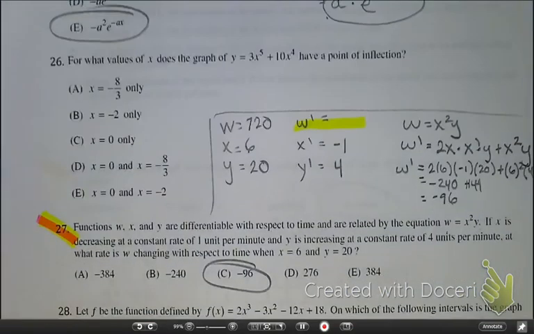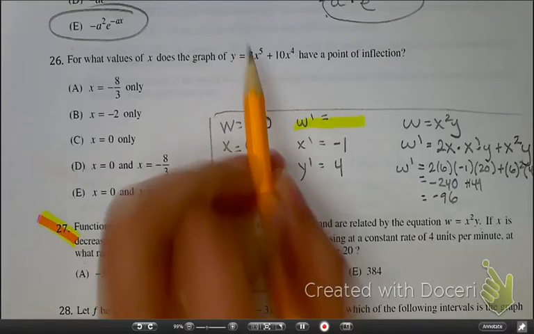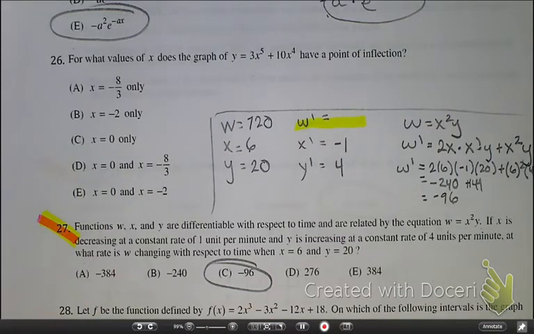26. For what values of x does the graph have a point of inflection? So again, I have the original function. To find a point of inflection, it would be helpful to have the second derivative.